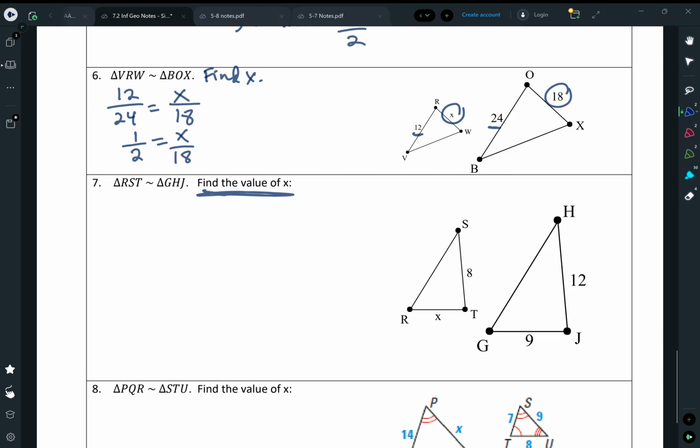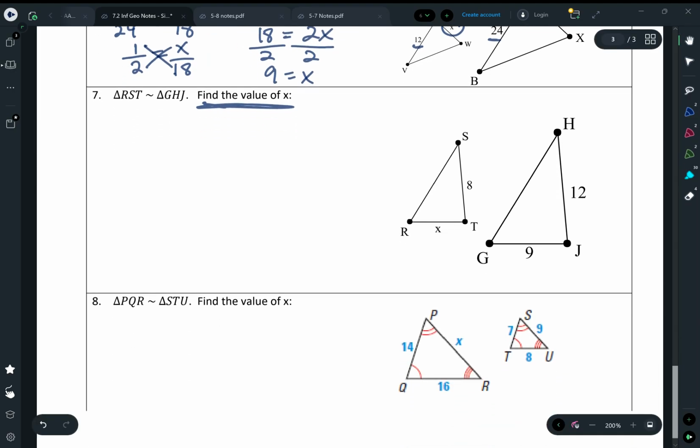And then I could look at this and use some common sense to figure out my answer. I could think, well, 1 is half of 2. What number is half of 18? Or I could go back to my cross products again. So my cross products or my means extremes theorem would say 1 times 18 is equal to 2 times x. So I am all for using some common sense on this one, but this is how you would show the math work if you really want to do it this way. When we solve, we get x is equal to 9.